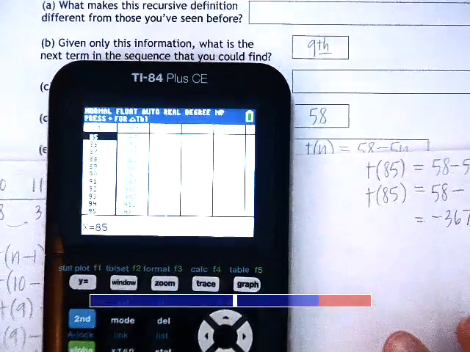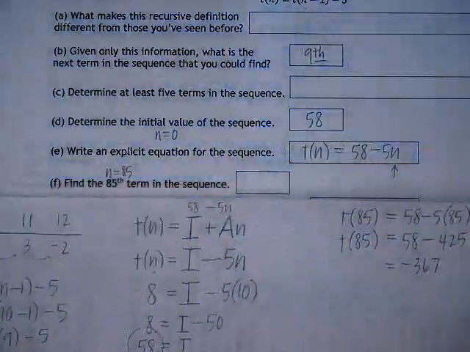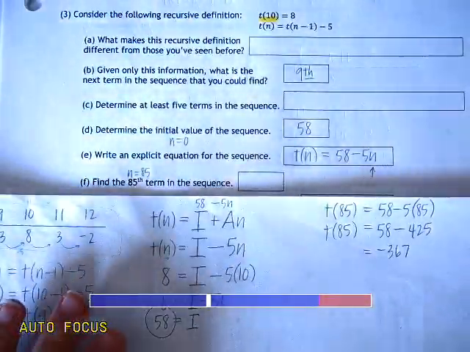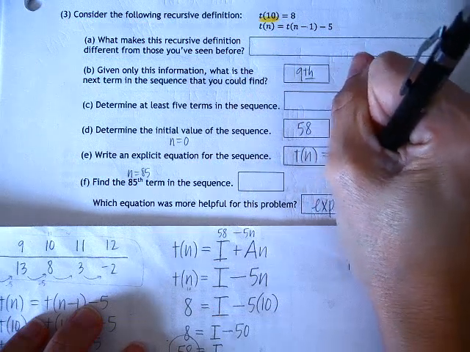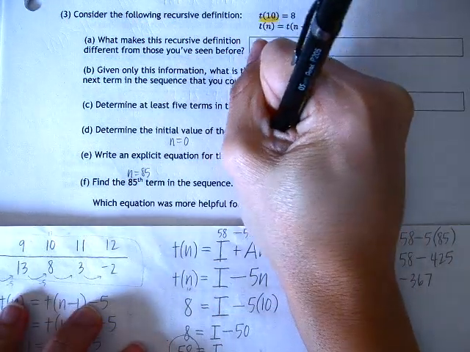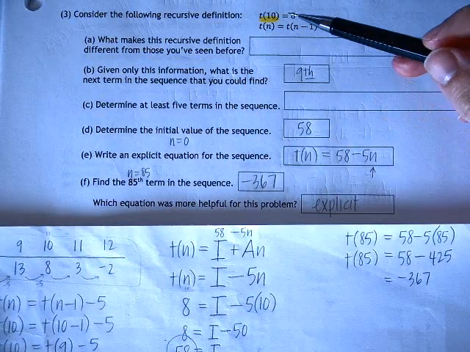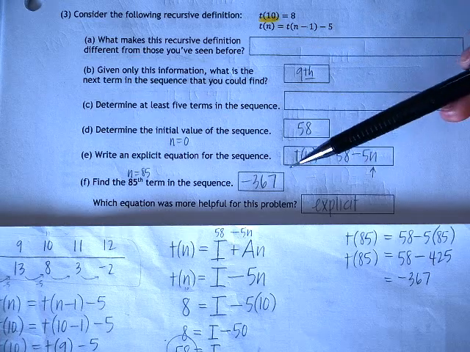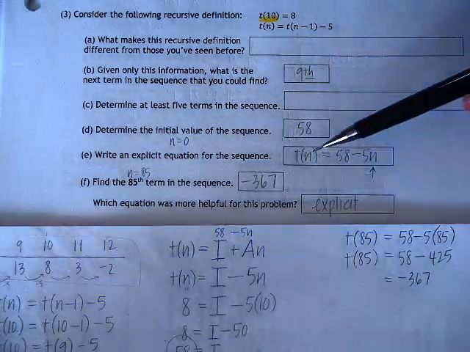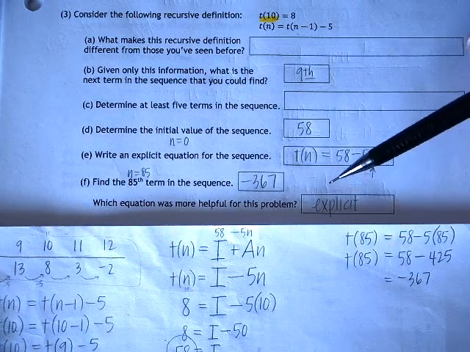So, the moral of the story is that either way we go, the easiest way to get to the 85th term was definitely to use the explicit equation. And that's something that going forward you might want to think about. I had this recursive definition, but I didn't really use it to find the 85th term. I want you to chew on that idea. Why was the explicit equation more helpful here?